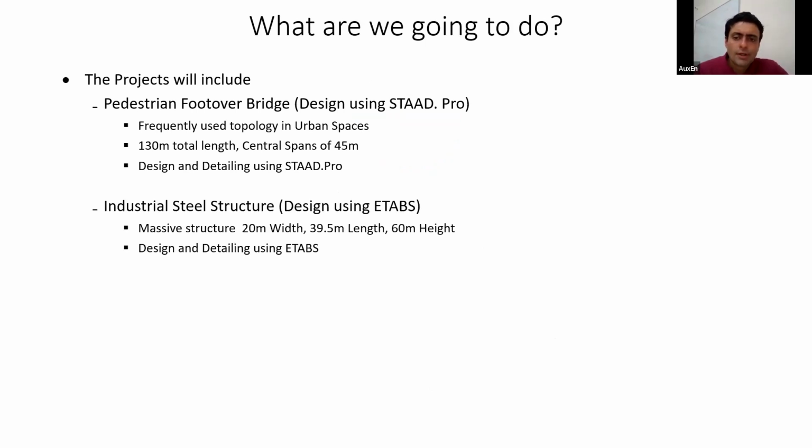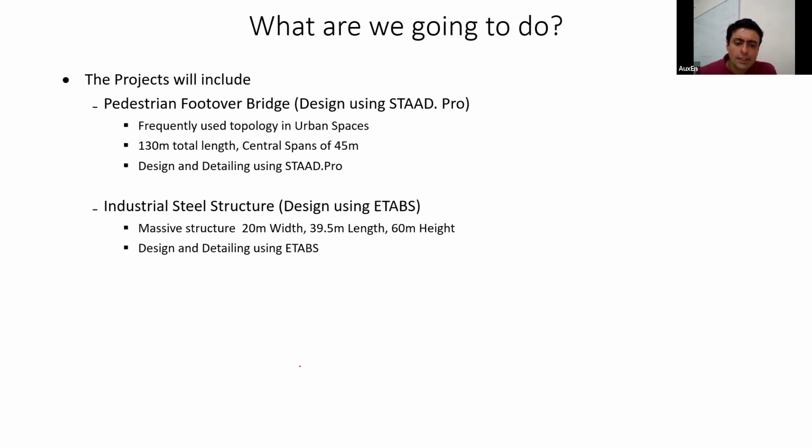This we will be doing using StatPro, and this will be a geometry that you quite often see in your urban city centers. Most of you are from urban places, and in your cities, in your towns, you often see these types of bridges being used. So it's a common steel structure, and that's what we are going to do in this project. So that will form our first project.